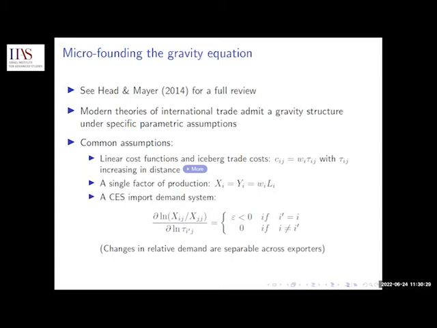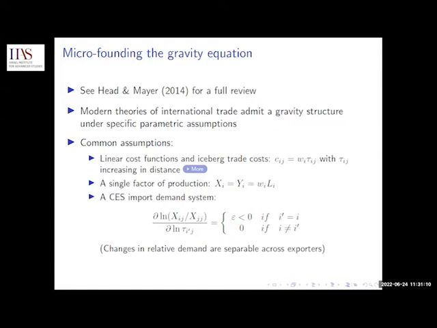But basically, just to summarize, modern theories of international trade almost all admit a gravity structure under some specific parametric assumption. In order to get a gravity structure into your theoretical model, you need to impose some structure. That's not very surprising. So if you take the right parametric assumption, you can easily recover a gravity structure. Under some common assumptions, most of the time you're going to have to impose that the production involves some linear cost function and some iceberg trade cost.